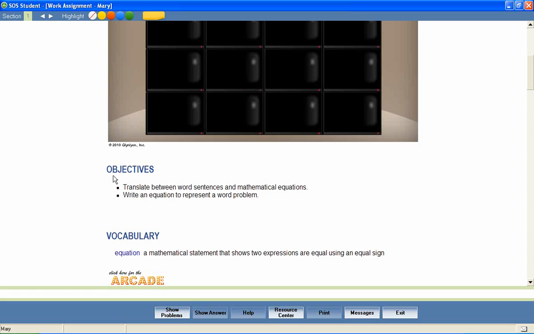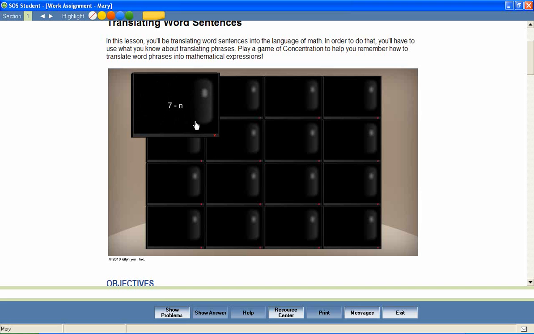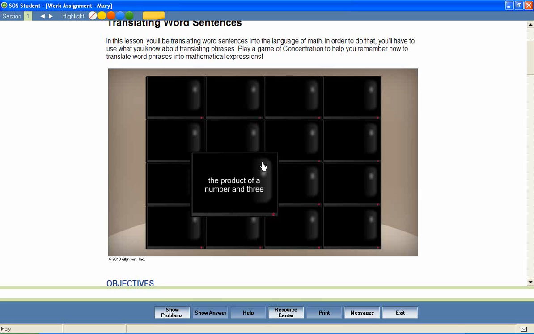These objectives help students stay focused on important lesson content and provide parents with an effective way to measure mastery of lesson content. In some lessons, students are given the opportunity to review and reinforce what they've learned with interactive learning exercises. Let's take a look at an example.